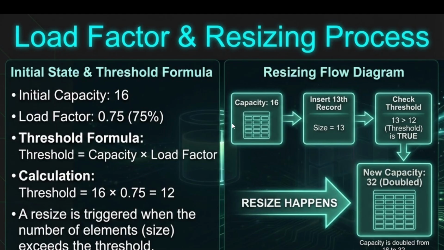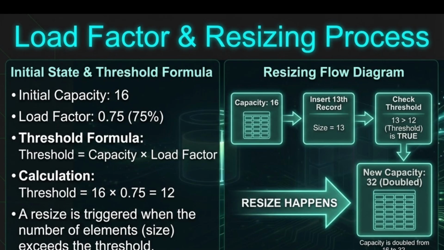Suppose I have a table which has a capacity of 16. Now I have inserted the 13th record. What will happen? It will check the threshold. 13 is greater than 12, definitely, so the threshold is exceeded and a resize happens. The new capacity will be doubled, to 32. It's always 2 to the power of n.